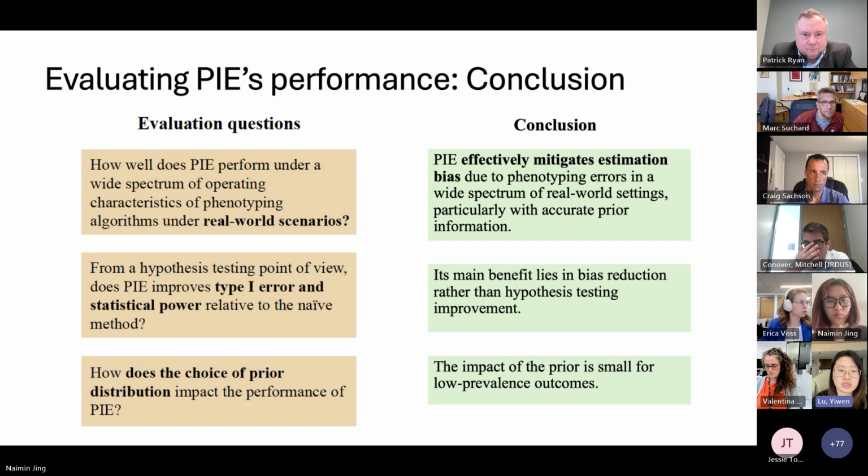We also wanted to see if pi improves the type 1 error and the statistical power relative to the naive result. And we found that its main benefit lies in bias reduction rather than hypothesis testing improvement. And finally, we wanted to see how the choice of the prior distribution impacts the performance of pi. And we found that the impact of the prior is very small for low prevalence outcomes.